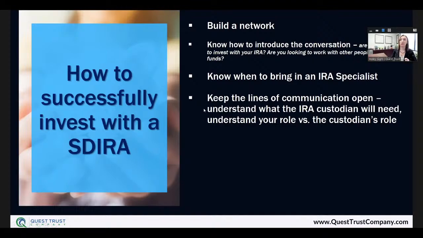Now, once you're actually investing, or once maybe you're working with other IRA investors that are investing with you, be sure to keep the lines of communication open. Understand what the IRA custodian will need and understand your role as the IRA account holder and Quest's role as the custodian. Remember, we're neutral. You need to do all of the due diligence. You choose who you work with. You choose how the deals are structured.